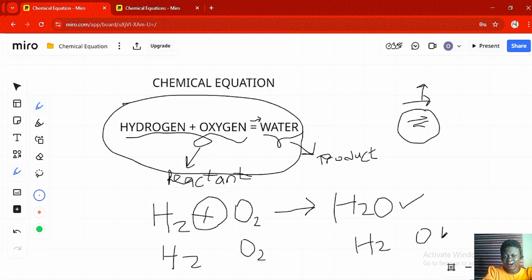Do you understand? So if you look at this equation on the board, is the equation balanced? The answer is as good as mine. It is not balanced, because at the reactant side, hydrogen is 2, oxygen is 2, whereas at the product side, hydrogen is 2, oxygen is 1.